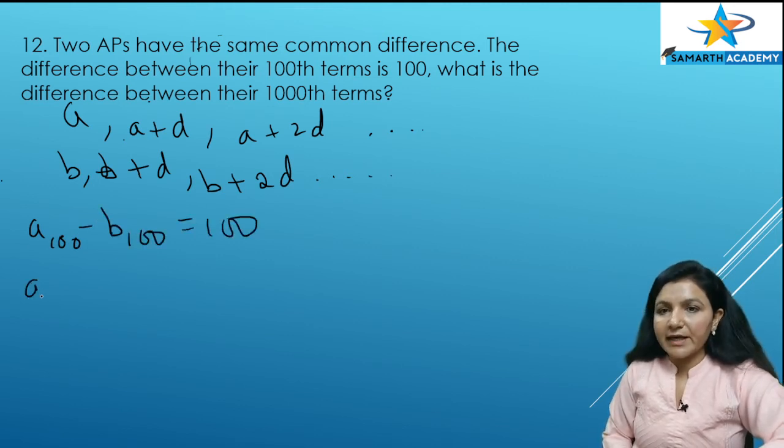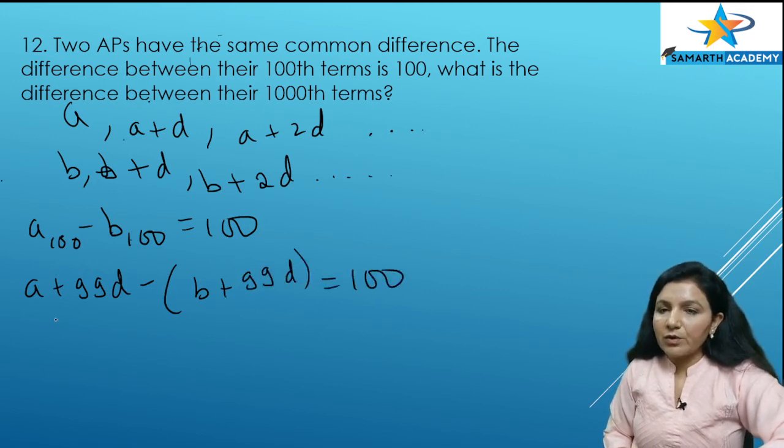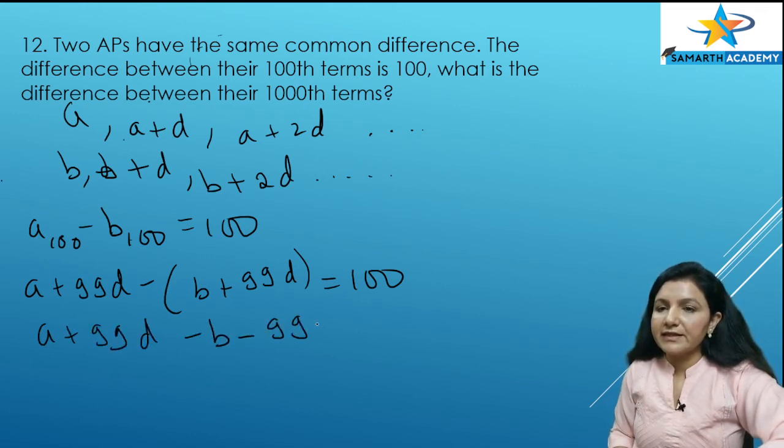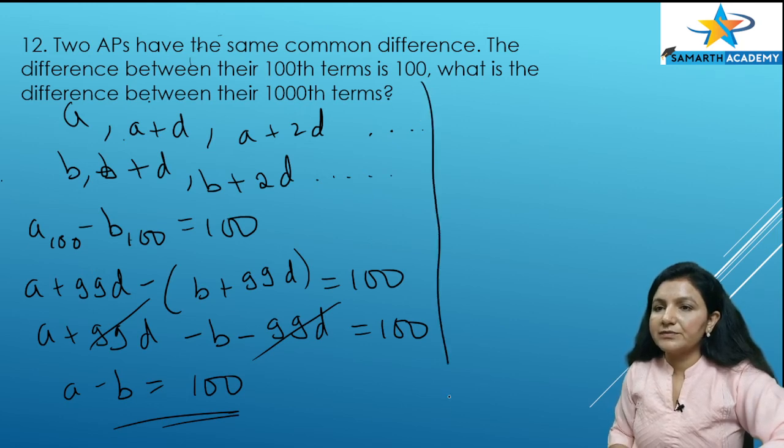What is A100? A plus 99D, minus B100, which is B plus 99D, is equal to 100. When I open the bracket, A plus 99D minus B minus 99D is equal to 100. 99D gets cancelled. A minus B is equal to 100. Now with the help of this, we'll find the difference between their 1000th terms.